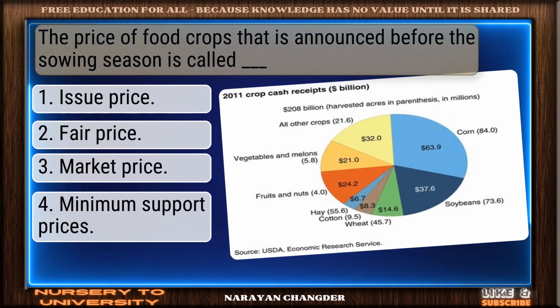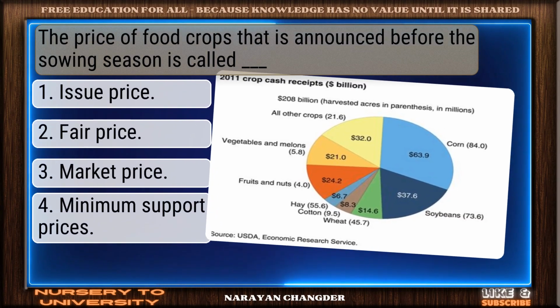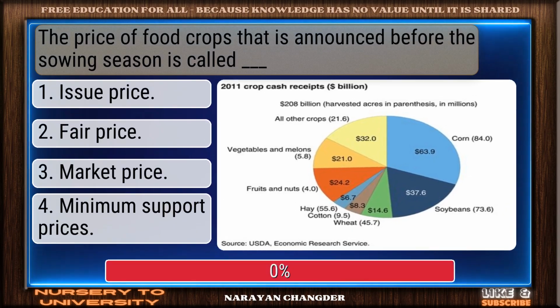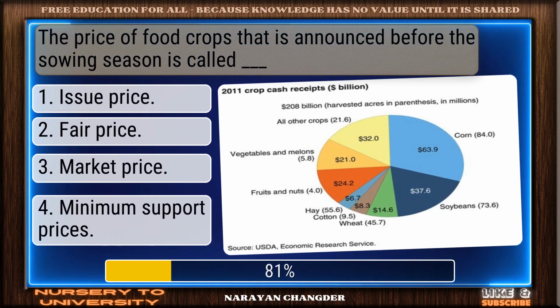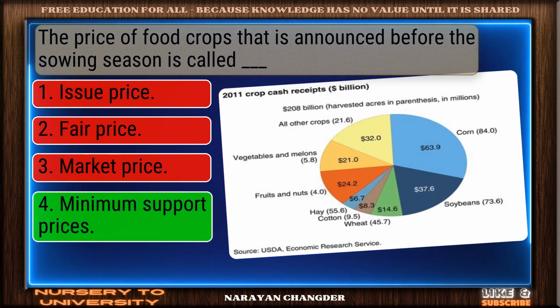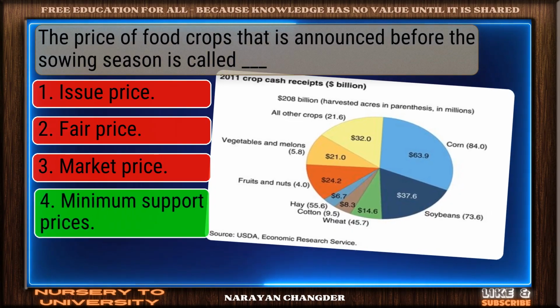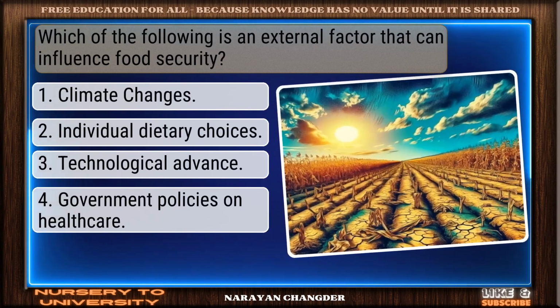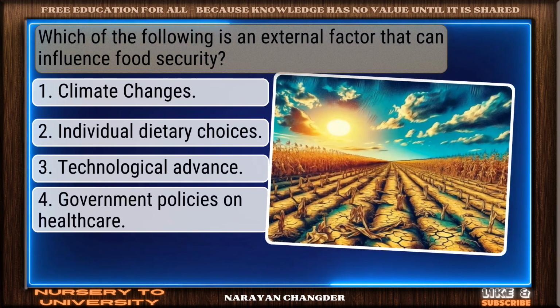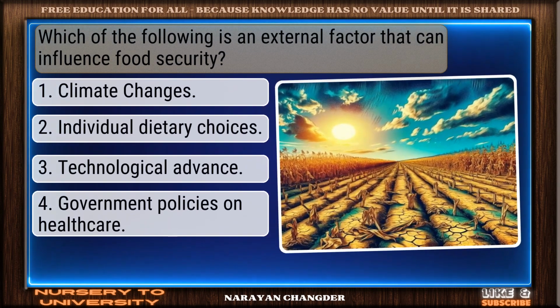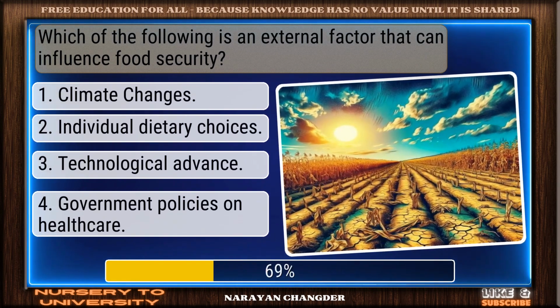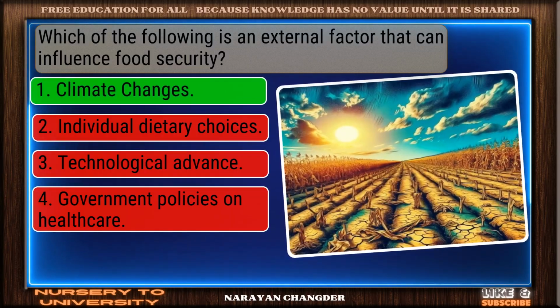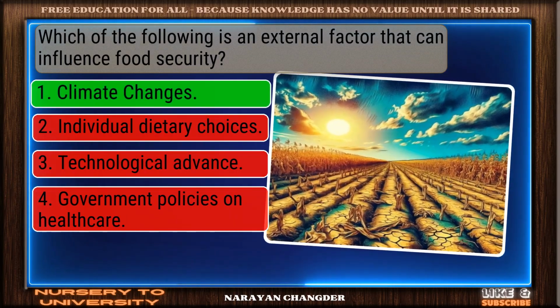The price of food crops that is announced before the sowing season is called dash. Right choice. Minimum support prices is the best answer. Which of the following is an external factor that can influence food security? Good job. Your answer, climate changes, works well here.